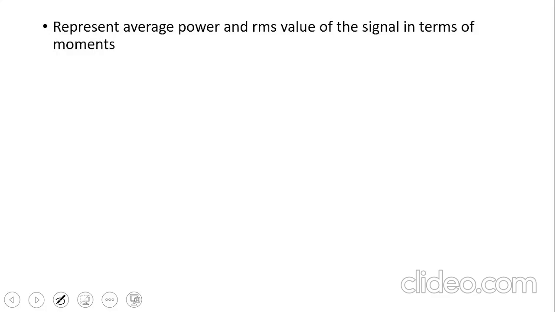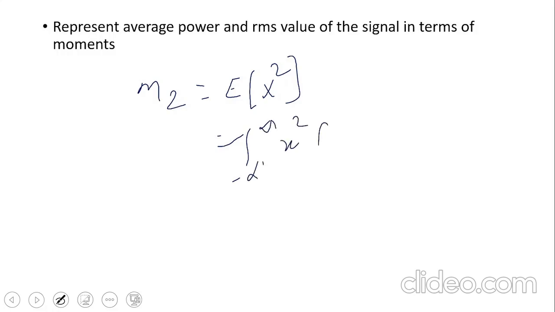First order moment is m1, zeroth order is m0, and second order is called m2. So m2 is the RMS value. We know mn is equal to expected value of x power n, so m2 is equal to E of x square. That is integral minus infinity to infinity x square into fx of x dx.